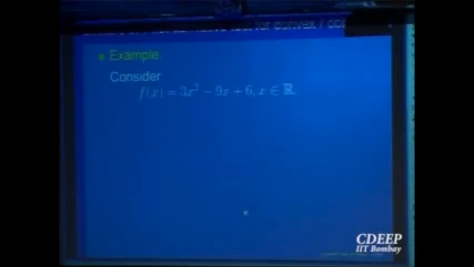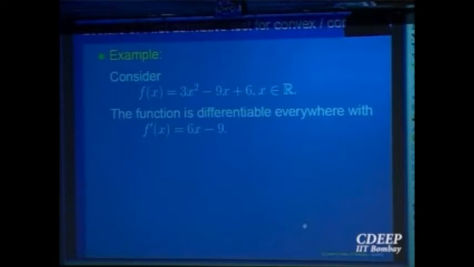So let us apply this to a function like 3x square minus 9x plus 6. So how would you find whether the function is concave or convex? Because you know the function is differentiable, it is a polynomial function, it is differentiable everywhere.